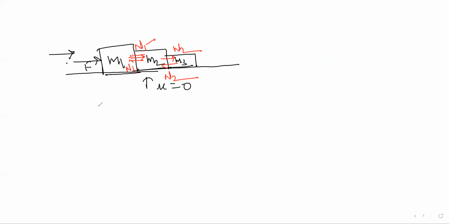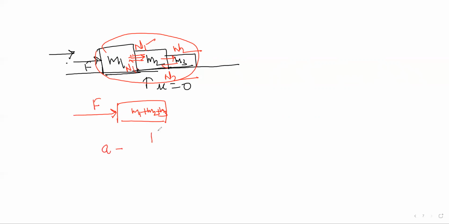Now, first and foremost, take it as a whole system. So this is a system whose mass is M1 plus M2 plus M3, and it is being acted on by force F. So the acceleration of the system will be F upon M1 plus M2 plus M3. Now, draw the free body diagram of each one. So FBD of M1.